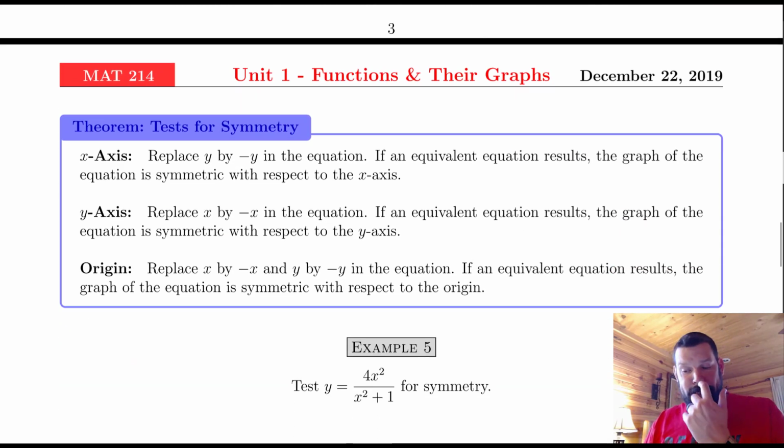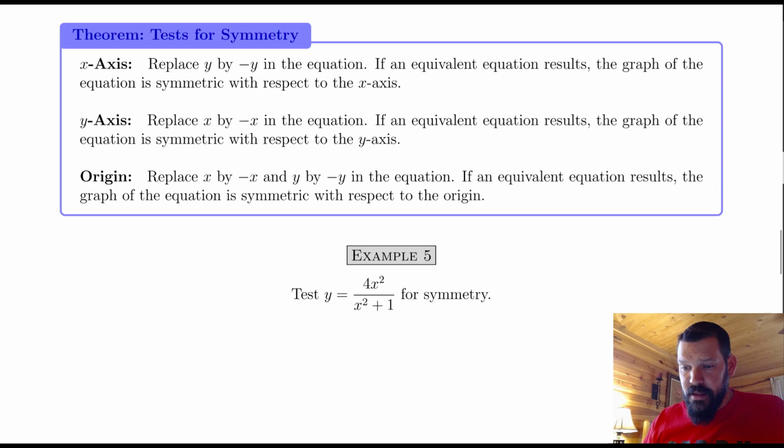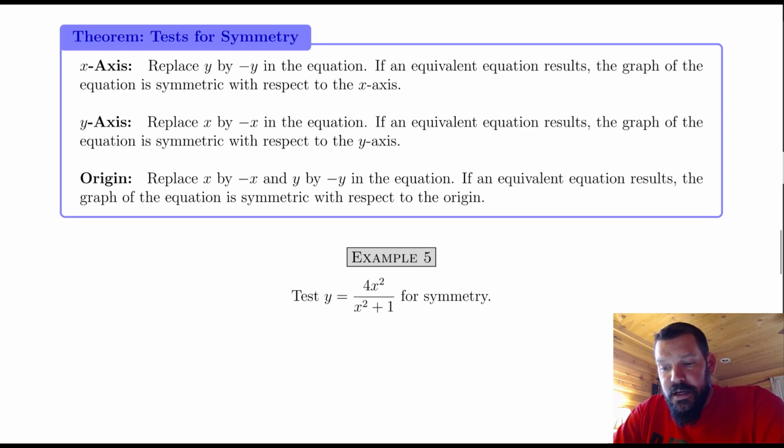So there's a couple of ways to test this symmetry, and those are listed right here in this blue box. The first one, if we want to check for x-axis symmetry, we replace y with negative y in the equation. If an equivalent equation results, the graph of the equation is symmetric with respect to the x-axis. For y-axis symmetry, we replace x with negative x. If an equivalent equation results, then it has y-axis symmetry. For the origin, we replace x by negative x and y by negative y, sorry. And if an equivalent equation results, then the graph of the equation is symmetric with respect to the origin.